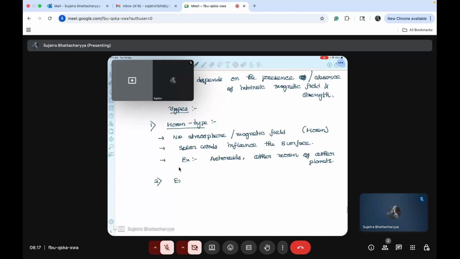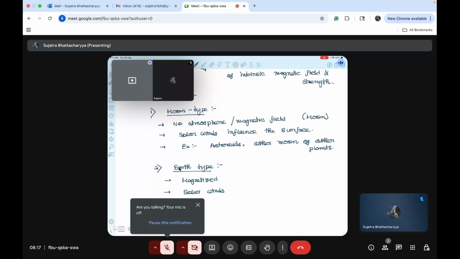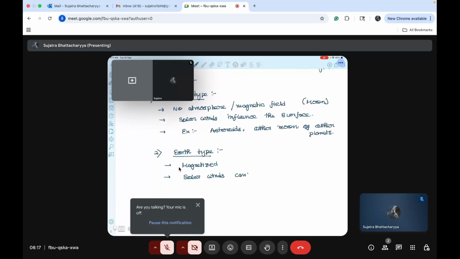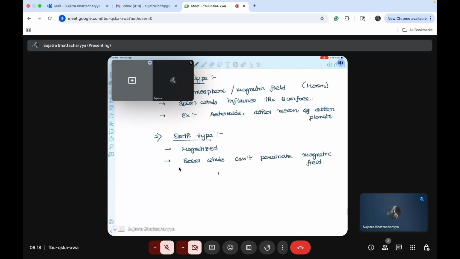Second type is Earth type. Okay, this is the Earth type. Magnetic field exists, magnetized. Okay. Solar winds can't penetrate. That's why the magnetosphere is created. The magnetic field, right? And it forms a cavity, which is called the magnetosphere.